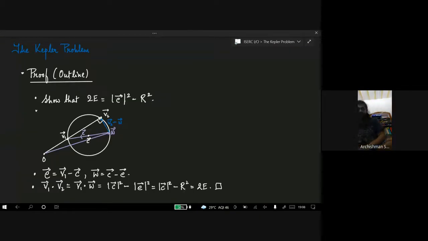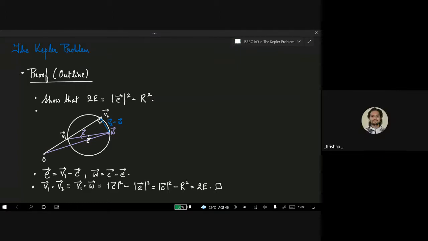So here's a diagram if you're interested. Here I have the origin. I take a line and I take 2 points on the circle at which it intersects. One of them is V1 and the other is V2. And this is not necessarily the diameter.